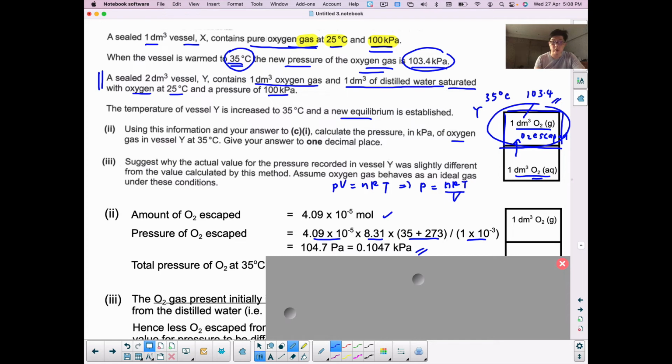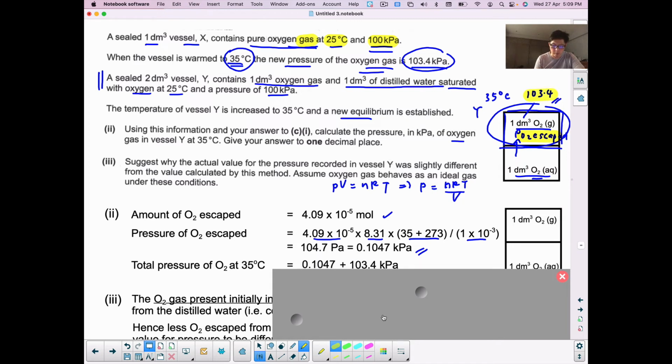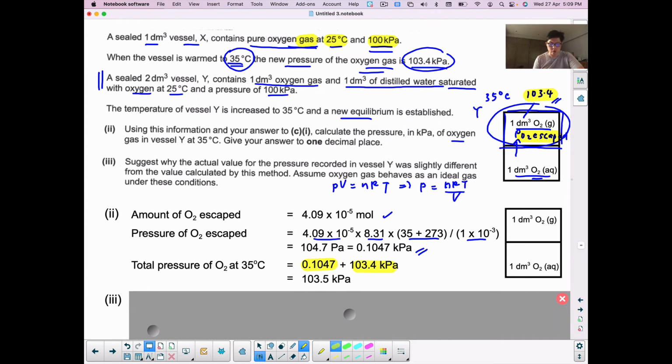So the total pressure of oxygen at 35 degrees Celsius, you have to add them up, because you have the pressure of oxygen that has escaped here, as well as 103.4. So please add them up. This is the pressure of oxygen that has escaped from the water, the aqueous solution, and the existing one initially. So you get 103.5.